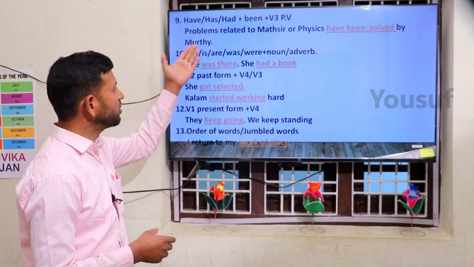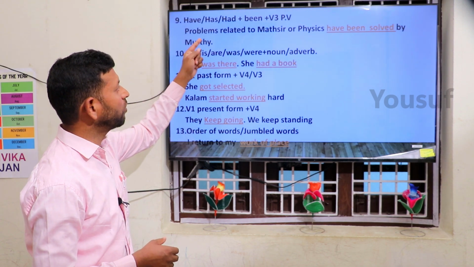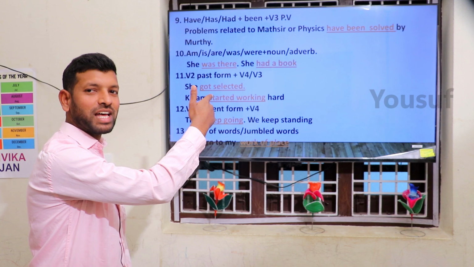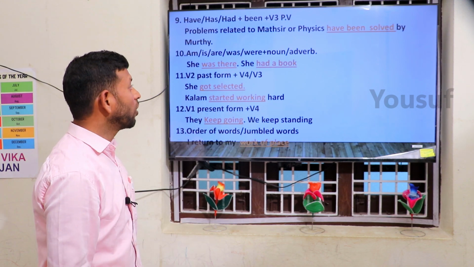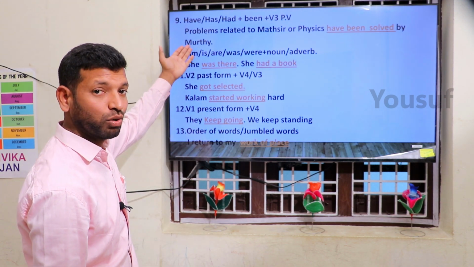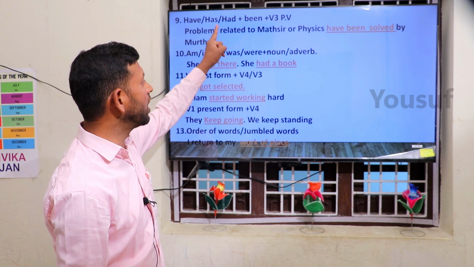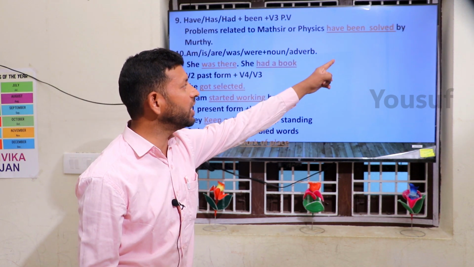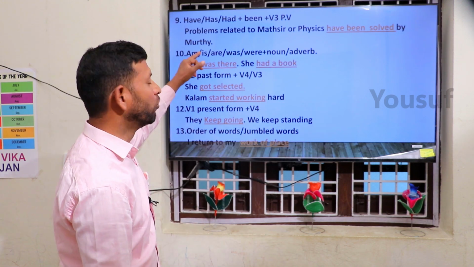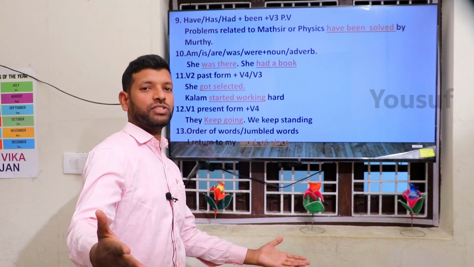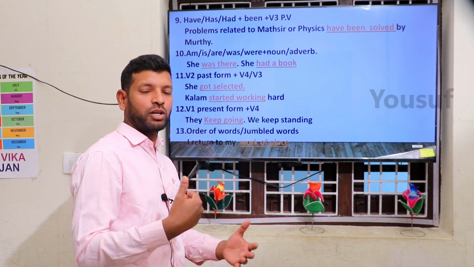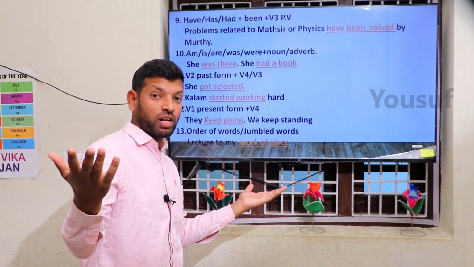9th one, have was same, have or has or had plus been plus V3. So this is used in the passive voice. Okay, right? Guys, here is the example. You could see here, problems related to maths or physics have been solved by Murthy. So Murthy was so intelligent a guy. When he was so small, he could solve all the problems related to maths and physics. I hope you also do that.